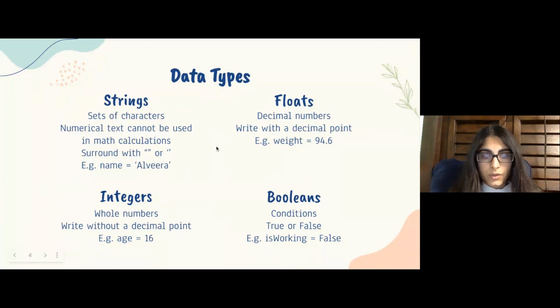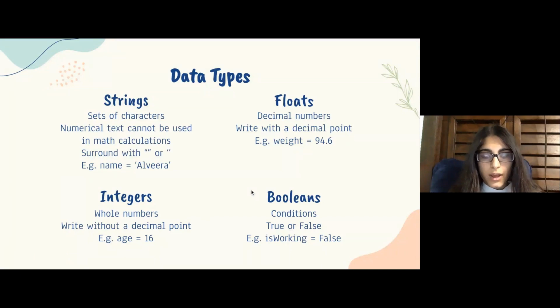Floats and integers are our 2 math types. Floats contain decimal numbers, so you write them with a decimal point. For example, weight equals 94.6. You can have integers, which are just whole numbers. You write them without a decimal point, so age is 16.